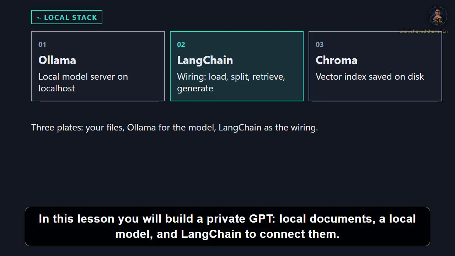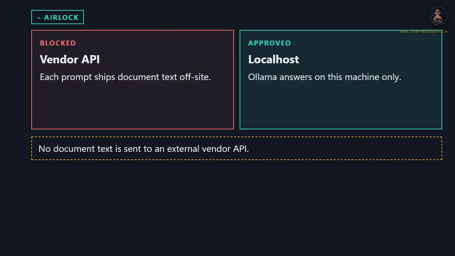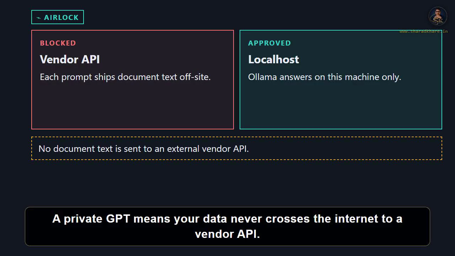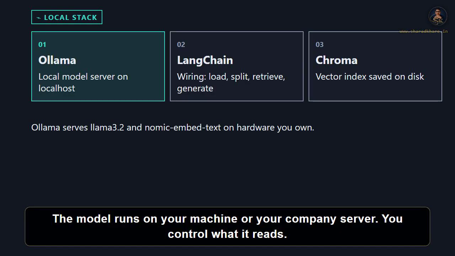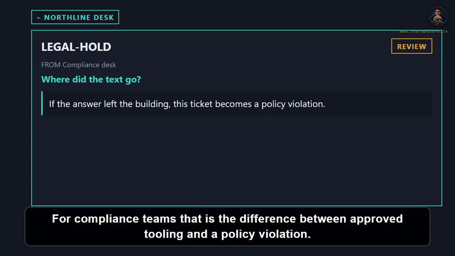In this lesson, you will build a private GPT using local documents, a local model, and LangChain to connect them. A private GPT means your data never crosses the internet to a vendor API. The model runs on your machine or your company's server. You control what it reads. For compliance teams, that is the difference between approved tooling and a policy violation.